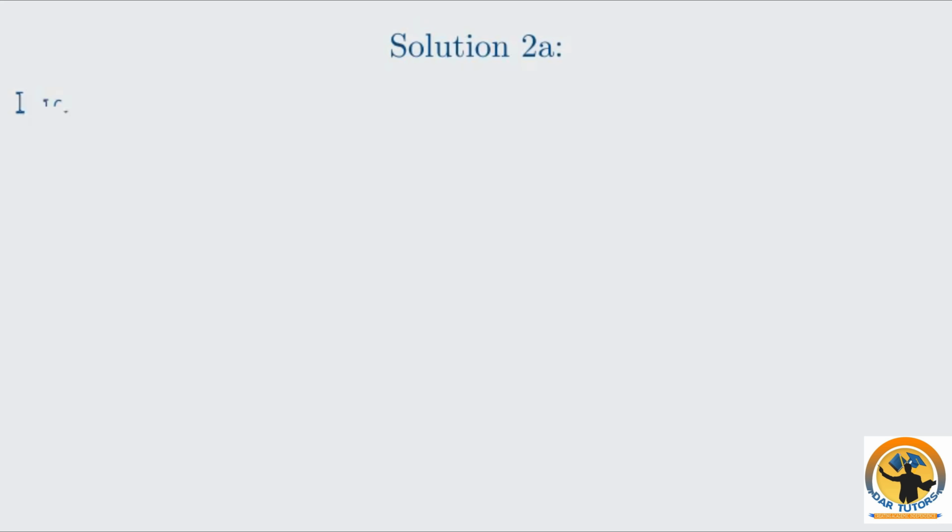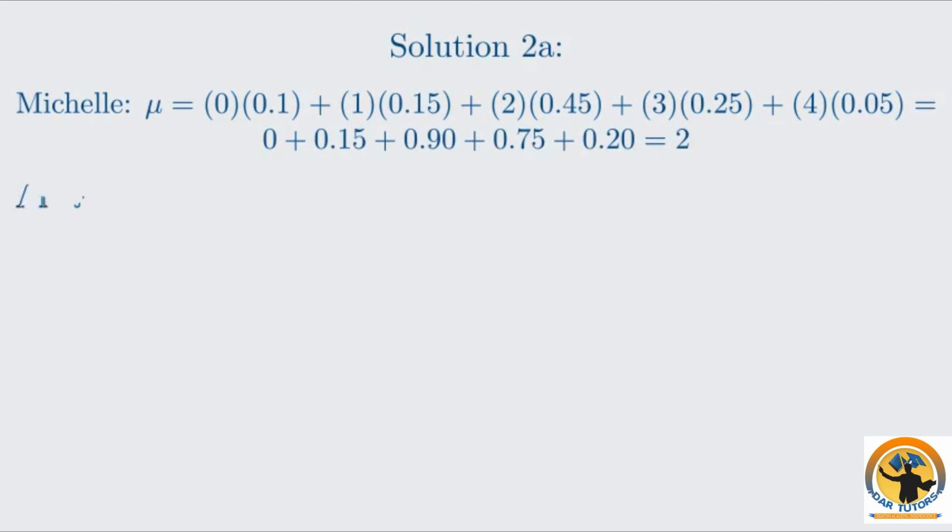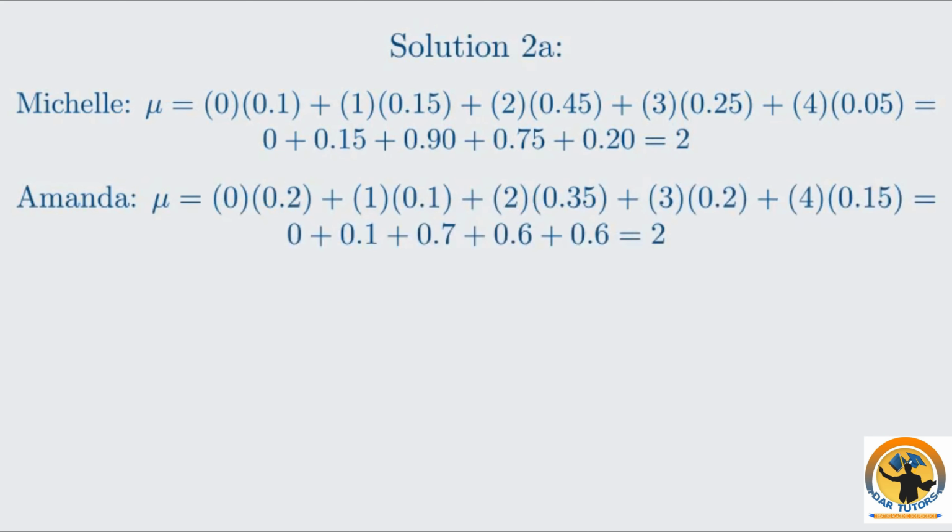Let's review the solution for Michelle and Amanda. For Part A, you calculate the mean for both players. Using mu equals the sum of xi times pi, you'll find that both Michelle and Amanda have an expected value of exactly 2. This shows they are expected to serve 2 aces per set.